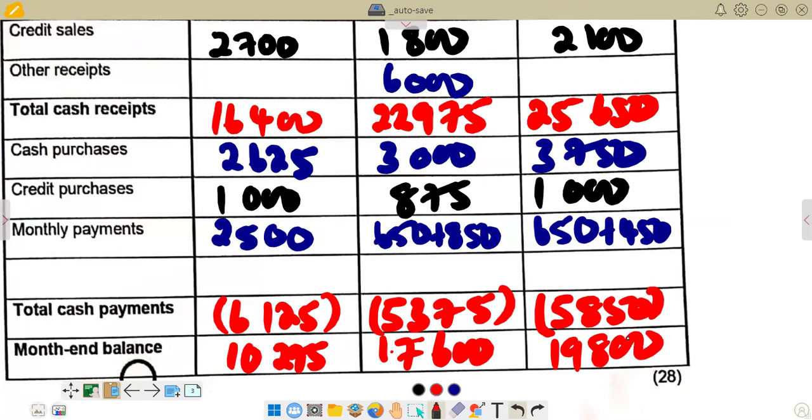A positive figure again. So this becomes our closing balance. So this is our closing balance at the end. So at the end, we are having a positive balance of 19,800. So this is what we have, guys, according to this question of June 2024.